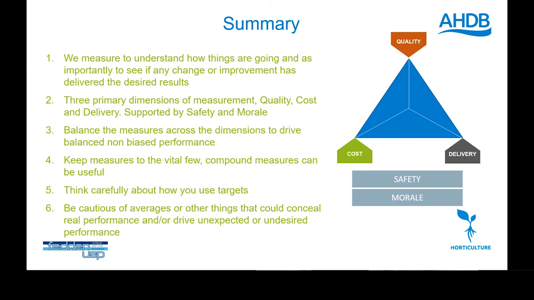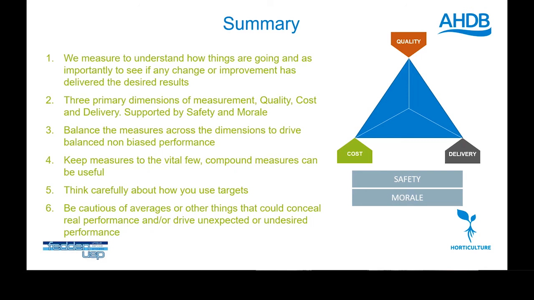There are three primary dimensions: quality, cost, and delivery. So how does the process or the business perform against the quality in the eyes of the customer, the cost to deliver that quality, and delivery being the volume or adherence to the customer's requirements in terms of dates of when they want it. And it's supported by safety and morale. So by delivering those measures for the customer, are we confident that we're doing it in a safe way and the people who are doing the work are happy?